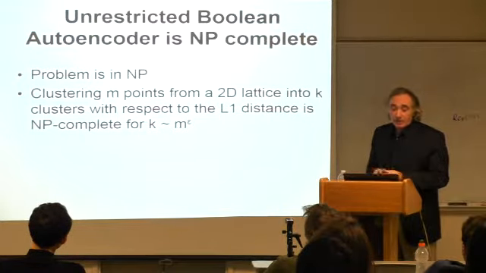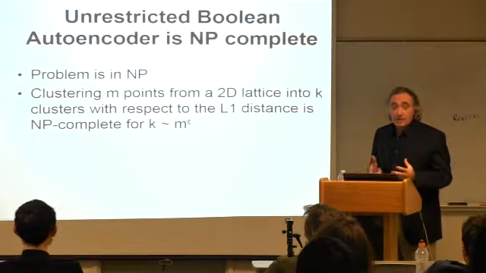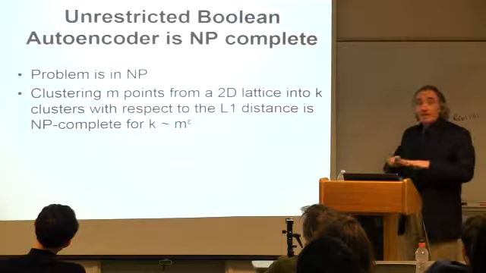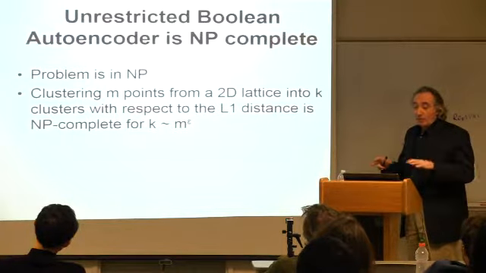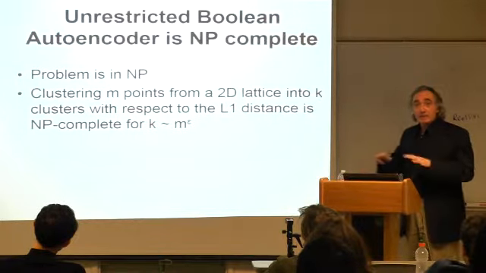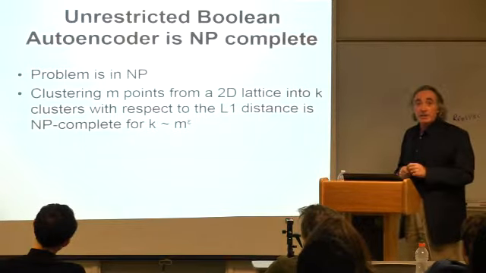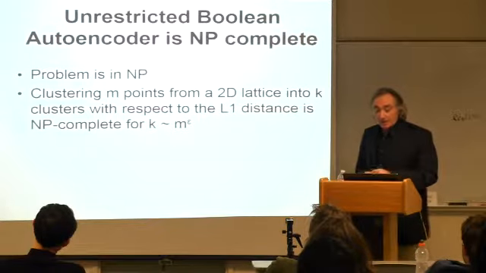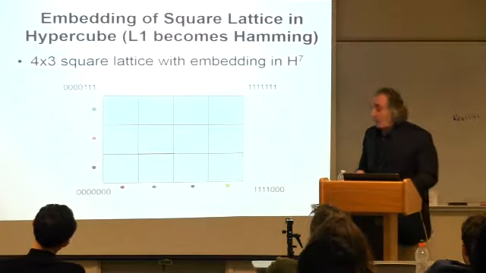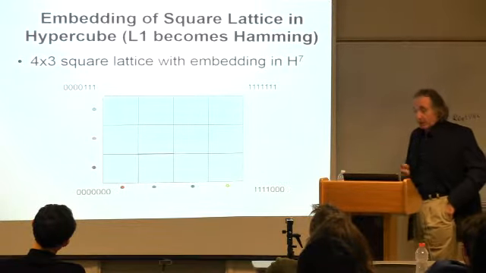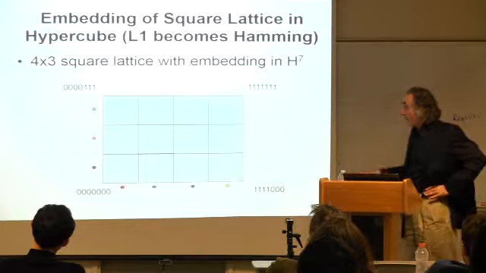And just to give you a sense of how to do that, you have to, of course, do this reduction between NP-complete problems. We know that clustering M points on a planar lattice, if you have M points on a 2D lattice and you want to cluster into K clusters, for the Manhattan distance, the L1 distance on the lattice, that problem is NP-complete as soon as the number of clusters is large, scales with the data. And so the question is, can we use that to prove that clustering on the hypercube is NP-complete? And the answer is yes, by the following mapping.